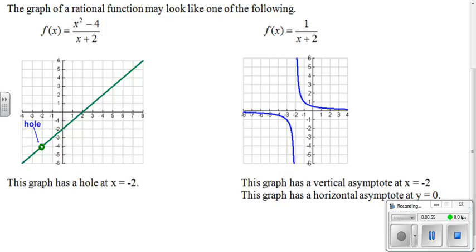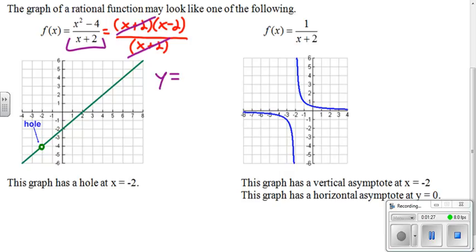Now in this one, we have f of x equals x squared minus 4 over x plus 2. We know how to simplify this. We can factor it into x plus 2 times x minus 2, over x plus 2. Now we might not know how to graph that right away, but notice how we can take out the common factor, x plus 2. So we would say that this rational function is going to look just like the function y equals x minus 2.